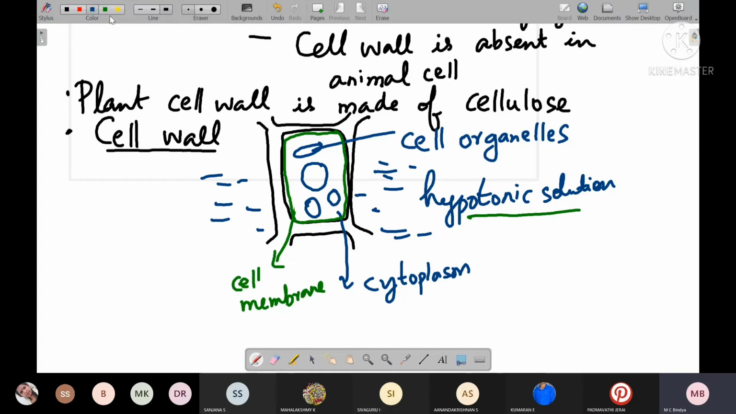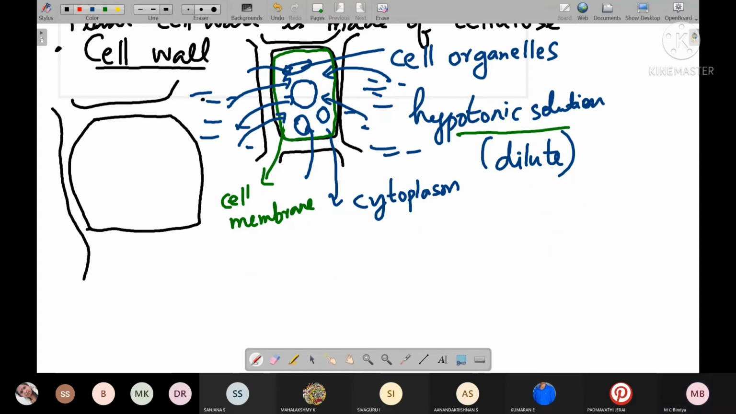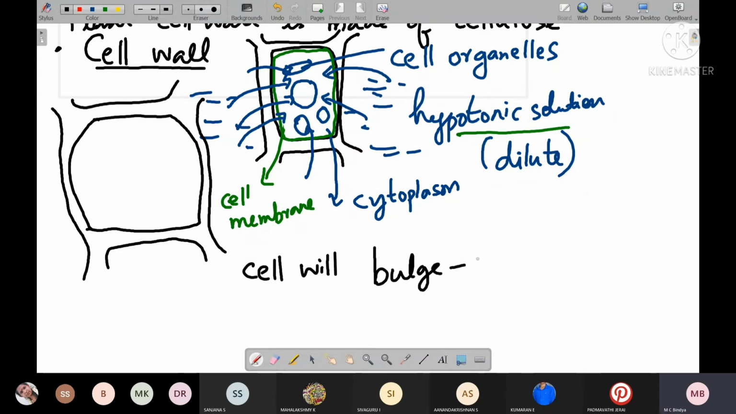When you put it into hypotonic solution, since hypo means very dilute solution, that means water content is more in the solution than the cell. So all the water will get inside the cell. That is what happens. All the water from the hypotonic solution will get inside the cell. This will make the cell bulge. Cell will become bulged like this. Means they will become swollen. So the cell, when it is put in hypotonic solution, will bulge, or you can say will become swollen.